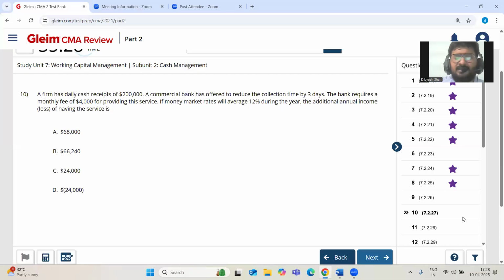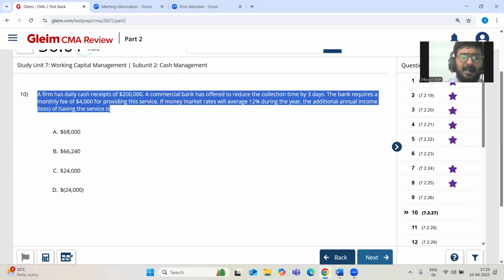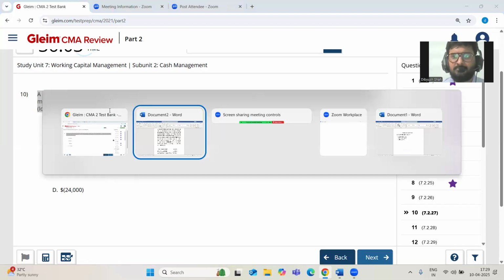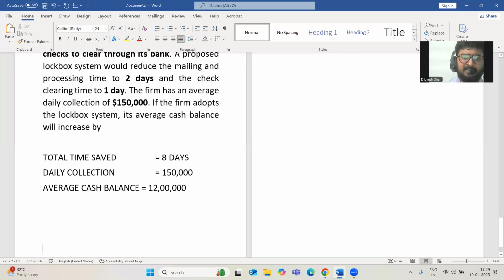A firm has daily cash receipts of 2 lakh dollars. A commercial bank has offered to reduce the collection time by 3 days. So the firm has daily cash receipts. How much? 2 lakh dollars. And a bank has offered to reduce the collection time by 3 days. The bank requires a monthly fee for providing this service, $4,000. If the money market rate is 12%, what is the average cost or income of providing this service?